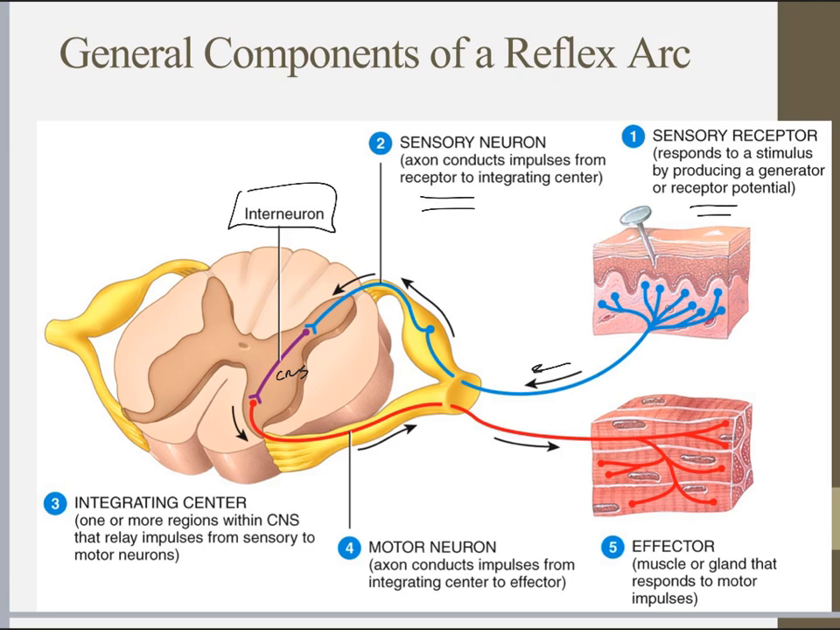Well, that gives us step 4, our efferent pathway via our ventral root. We have that multipolar motor neuron moving out. The axon is going to conduct impulses from the integration center in the CNS all the way through the peripheral nervous system out to the effector. Now that effector can be a muscle or gland that's going to respond to that impulse.